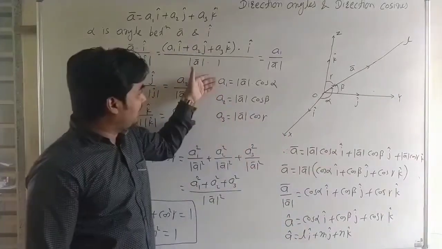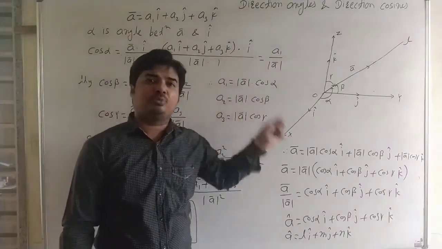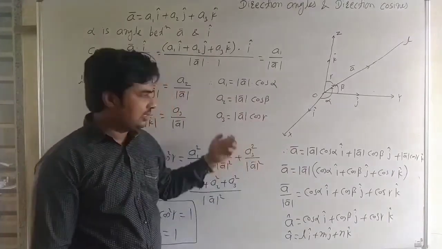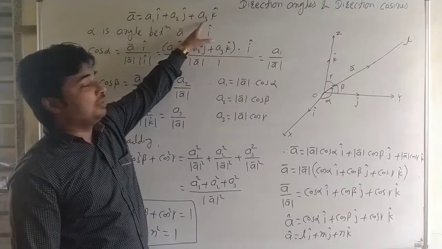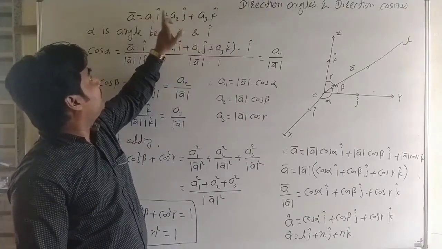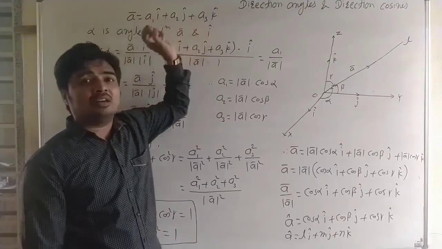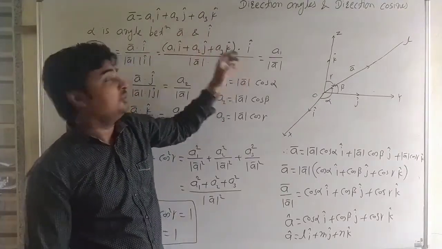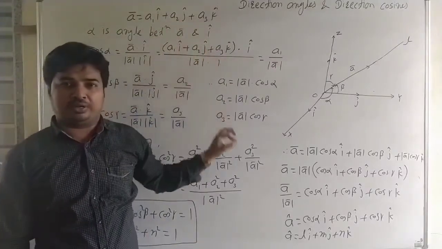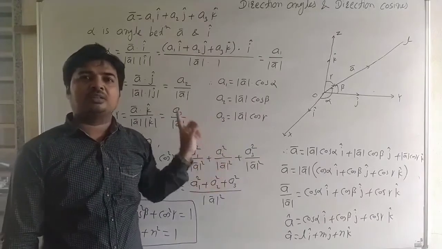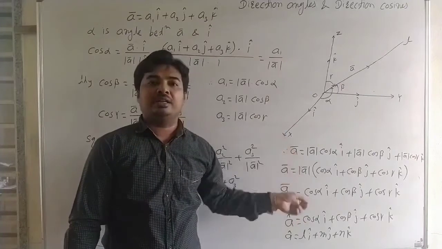Only the components a1, a2, a3 are the direction ratios of that vector. Here the vector a bar is a1 i cap plus a2 j cap plus a3 k cap, and a1, a2, a3 are the direction ratios. Components of the vector are the direction ratios, and components of the unit vector are the direction cosines.